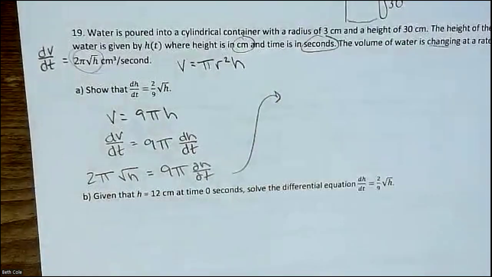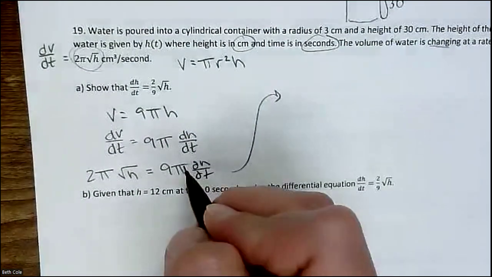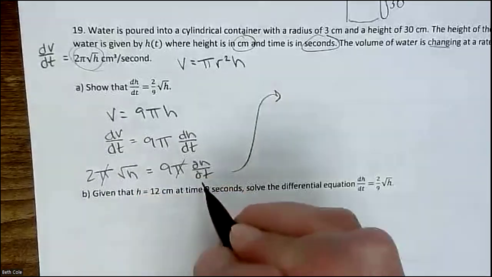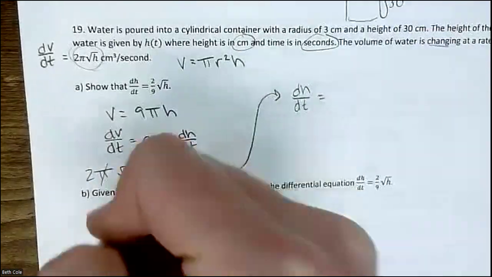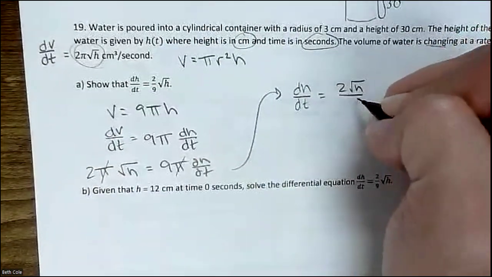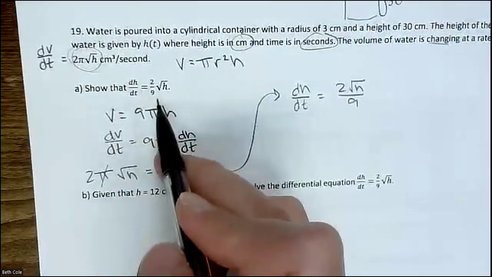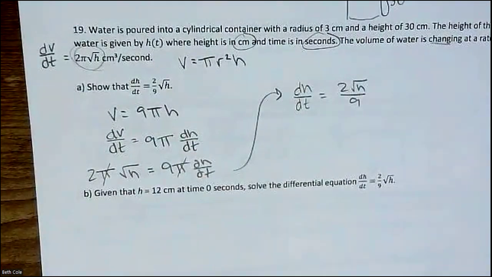And then we're almost there. We just have to get dH dt by itself. Also, what's going to cancel? Yeah, pi's cancel. And how would you get dH dt alone? Yeah, divide by 9. So it's 2 square root of h over 9, which holy moly is the thing that they said right here. So we know we did it right.